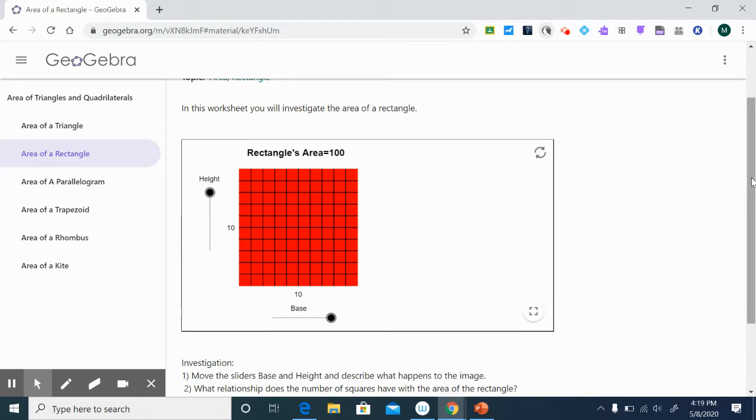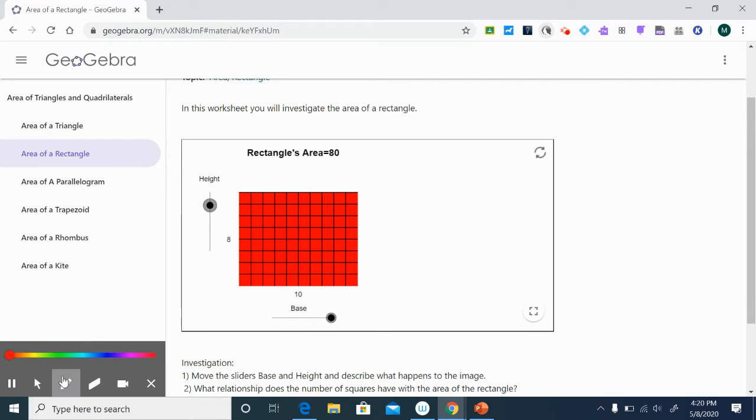And this was meant as a GeoGebra discovery type of deal, but we're going to use it a little bit differently, and that's okay. So for the most part, we kind of know that area of a rectangle, if we have a side that is 10 by 10, the area is 100. 10 by 8, the area is 80. So we all kind of know that our area is equal to your base times height.